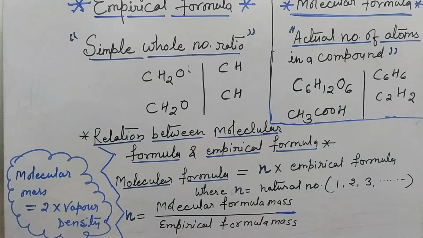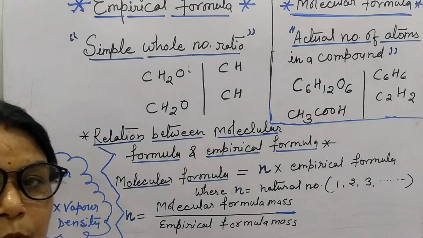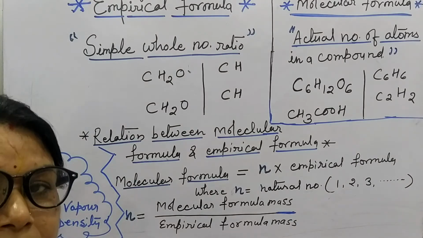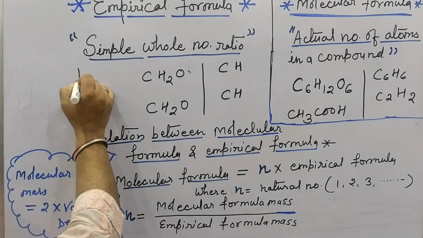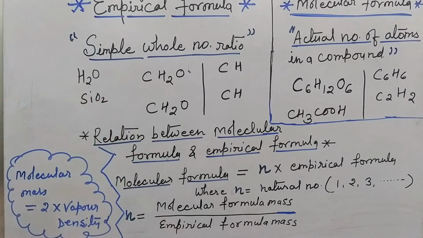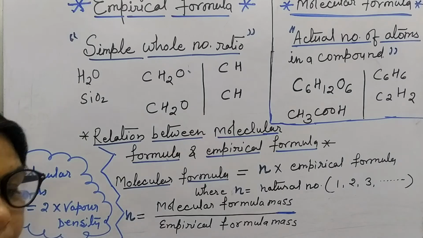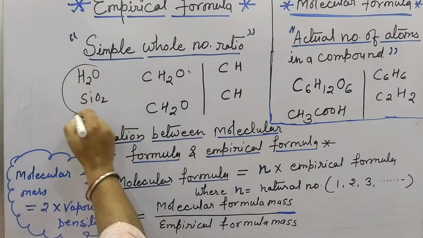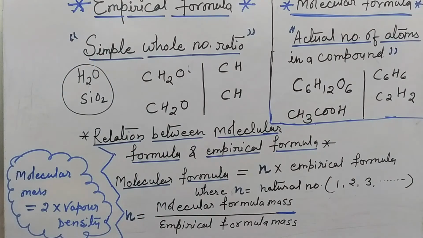So some empirical formulae may be similar, and there are some formulae which do not have a separate empirical formula. Their molecular formula and empirical formula are the same. For example, water molecule. Okay, for example, SiO2, because they are not giving a reducible whole number ratio. Therefore, their molecular formula and empirical formula will be the same. Many more molecules are there whose empirical formula and molecular formula are the same.